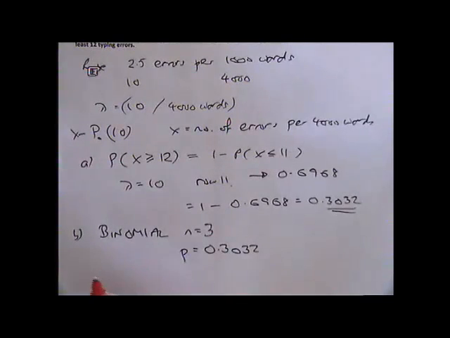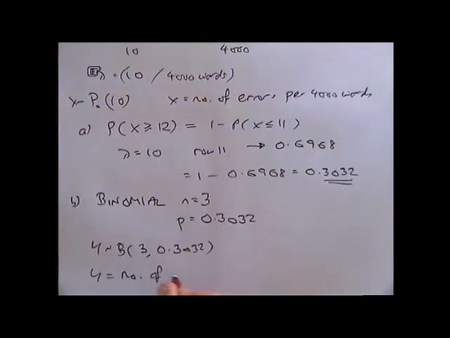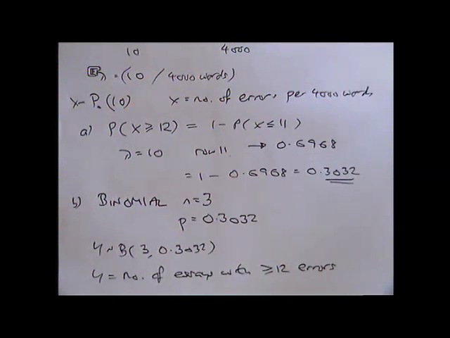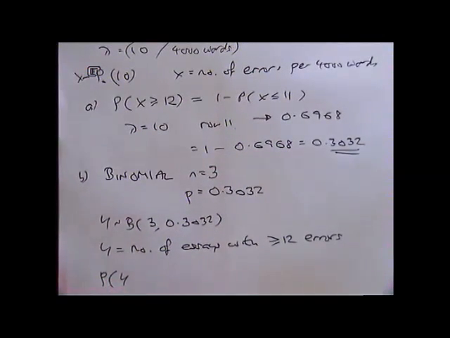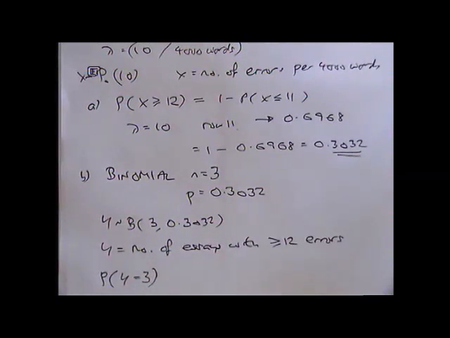So we are dealing with a new variable, let's call it Y. Y is going to be binomial 3, 0.3032. And what is Y in words? Y is the number of essays with at least 12 errors. And we want the probability that each contains at least 12 errors. So we want the probability that the number of essays with at least 12 errors is 3 out of 3. That is each of them containing it.